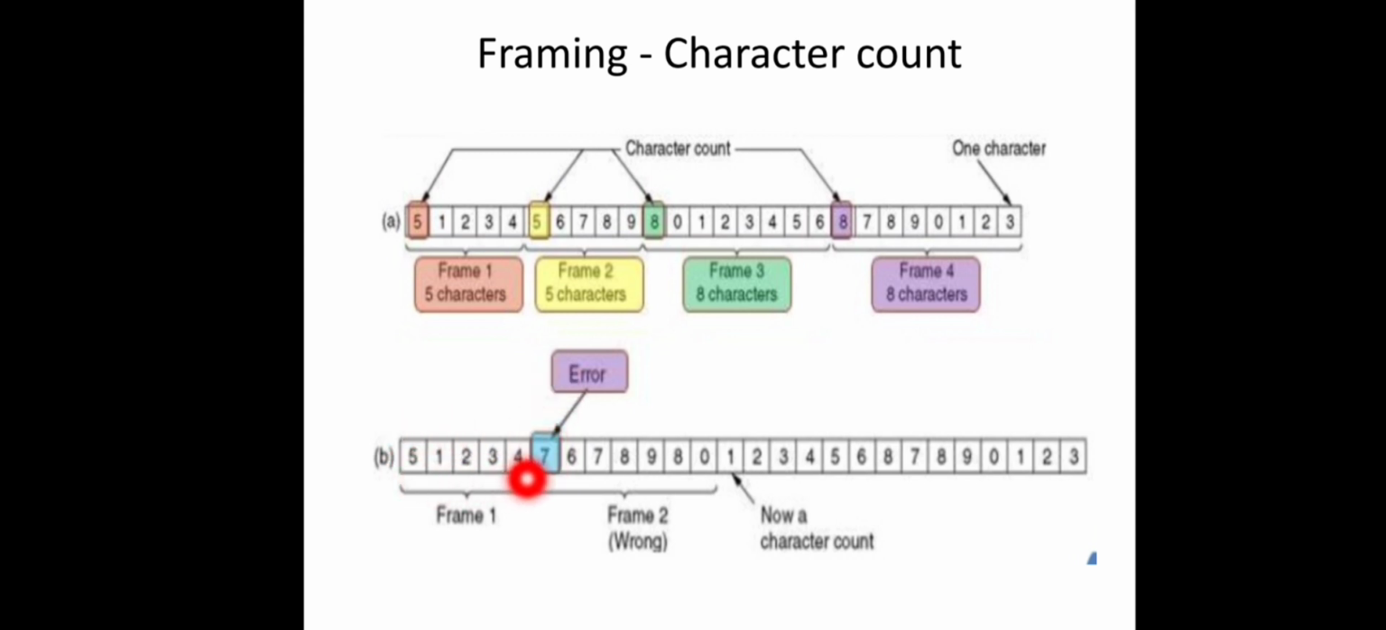So what happens here? The first frame will be received correctly, and what about the second frame? The data link layer in the receiver will assume that the remaining 6 characters are part of frame 2. It wrongly assumed like that. It will cut at this character, right? And the next character count will be taken as 1. So the entire sequence will be out of synchronization at the receiver, right? That's the problem here. Even a single bit error can put everything out of synchronization. So this is a drawback of the character count.